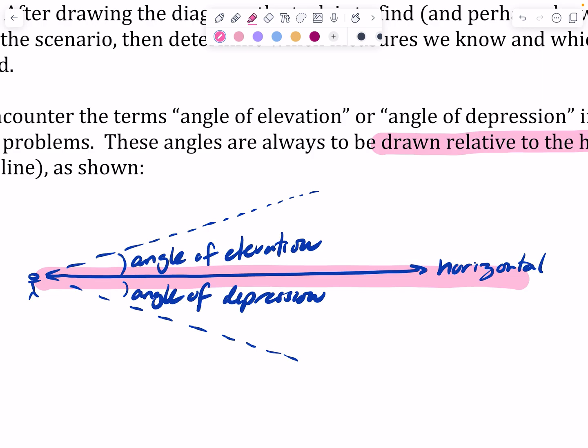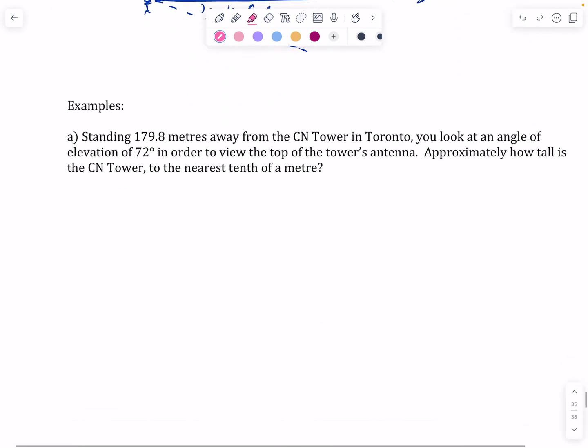Might be a handy thing to put on a resource sheet too. Angle of elevation, we elevate something, we go up. And if something is depressed, that means it's going in a downward direction. So that's how we can recognize those terms. Well, let's get into it.